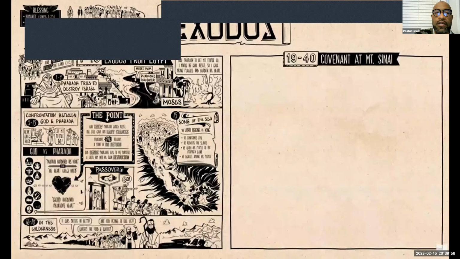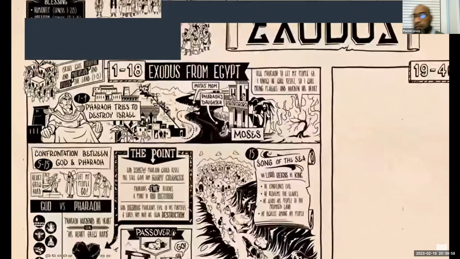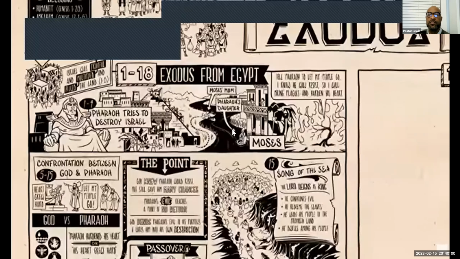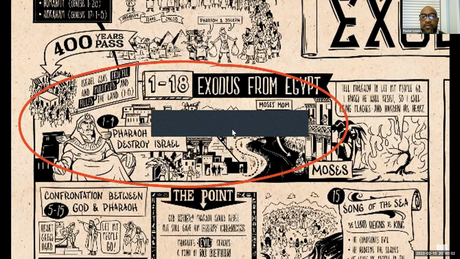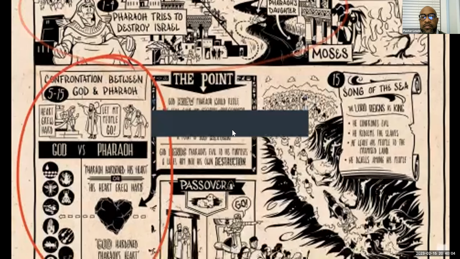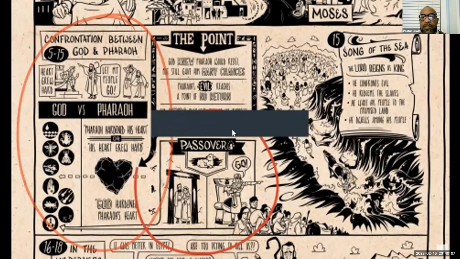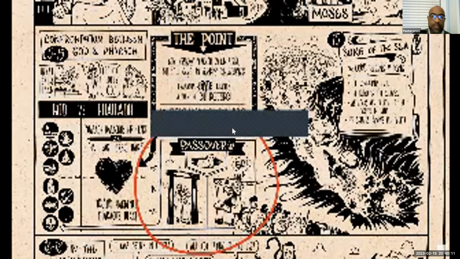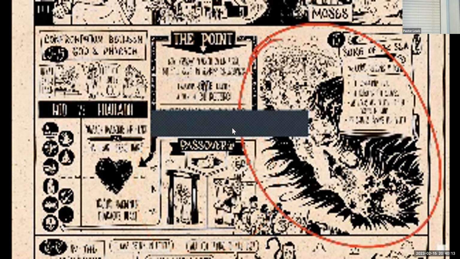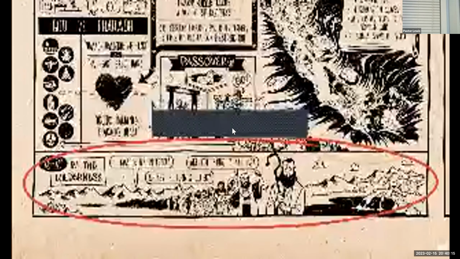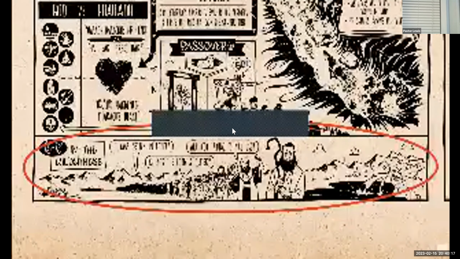The book of Exodus. In the first video, we explored chapters 1 through 18, which tell the foundational story of how God rescued the enslaved Israelites by confronting and defeating Pharaoh, while offering a way of escape through the blood of the Passover lamb. God then delivered his people by bringing them through the waters of the sea and then into the wilderness, where, surprisingly, they grumbled and complained.